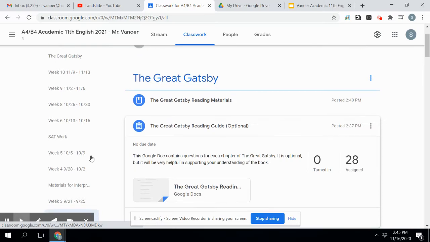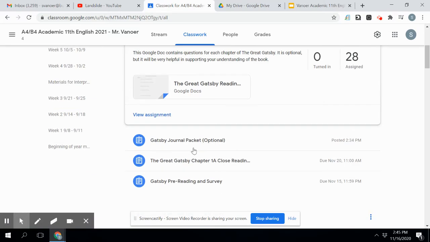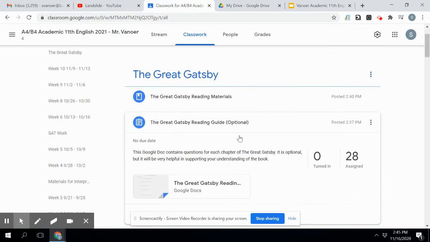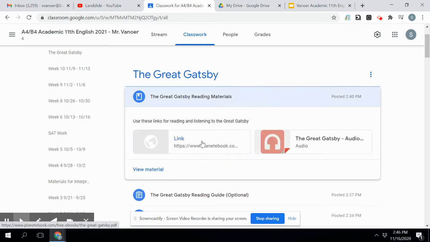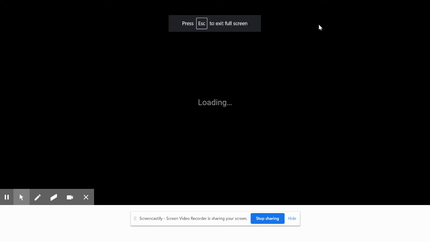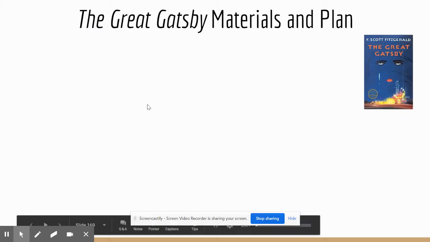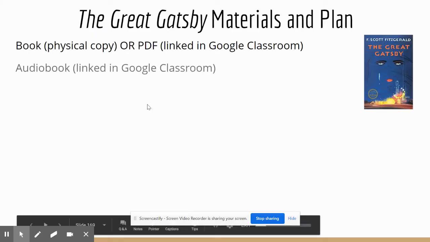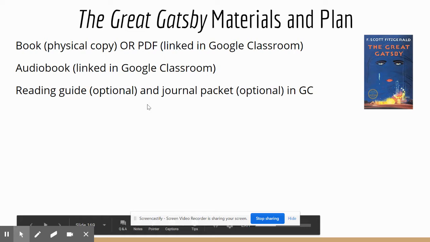If you look under the Great Gatsby topic, you can see Great Gatsby materials. Here you have a PDF link, and here you have an audio link, which will allow you to read online if you do not have a hardcover book. You can always find these materials under the Great Gatsby topic. Additionally, the audio book is linked in there.